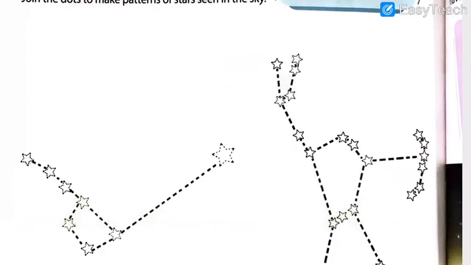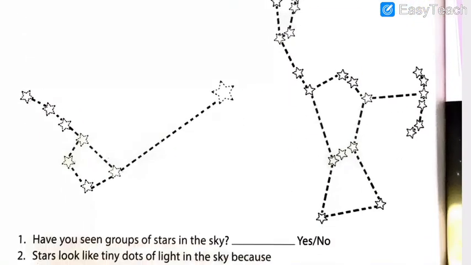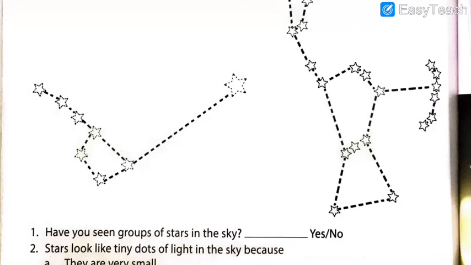And trust me, we used to enjoy a lot. Different shapes we used to observe, even the stars used to form. This is what is asked here, that they form different patterns and shapes in the sky. Join the dots to make the pattern of the stars in the sky. You can see that here different patterns are formed.